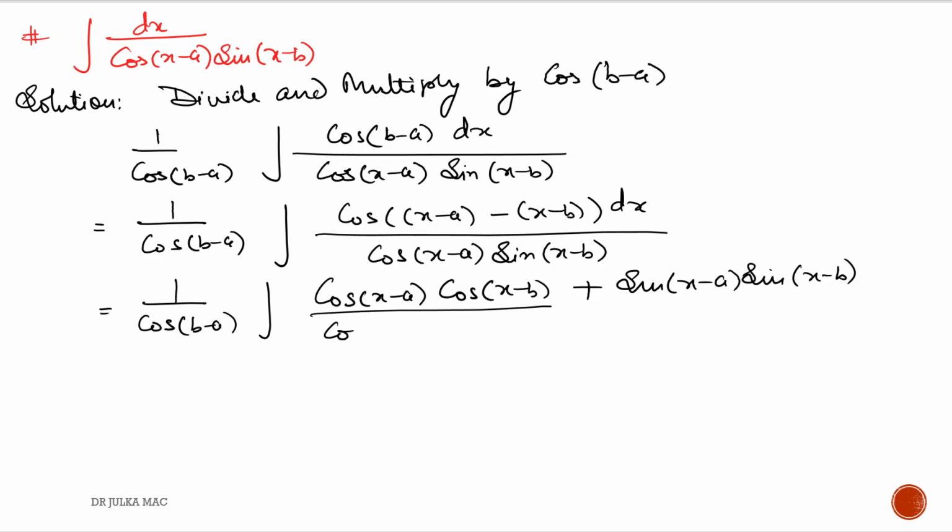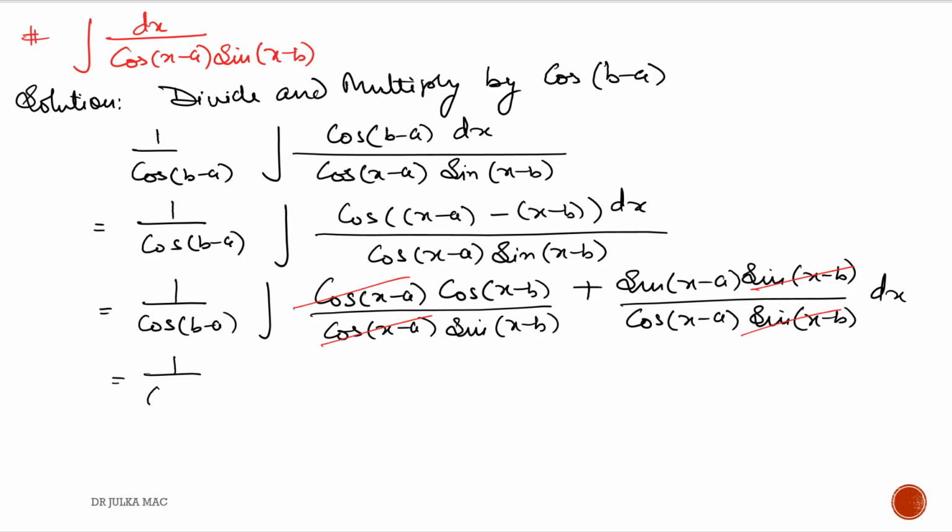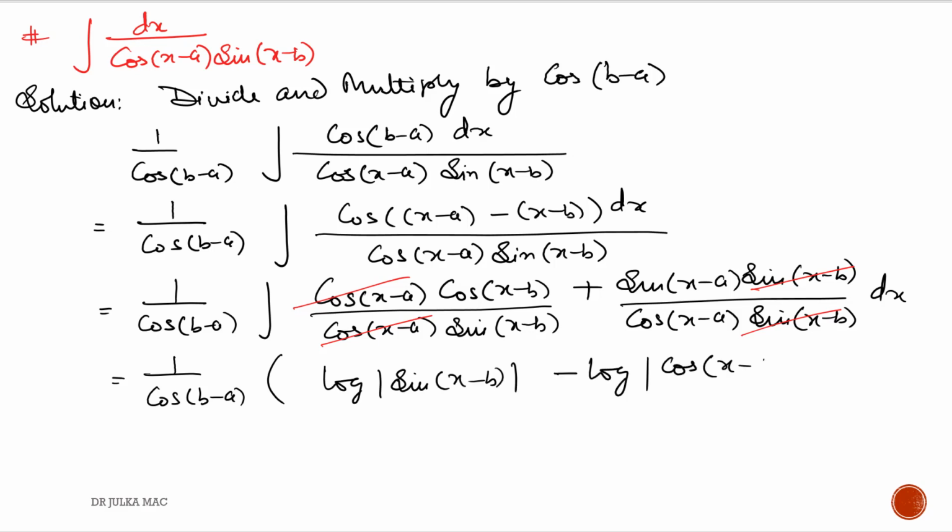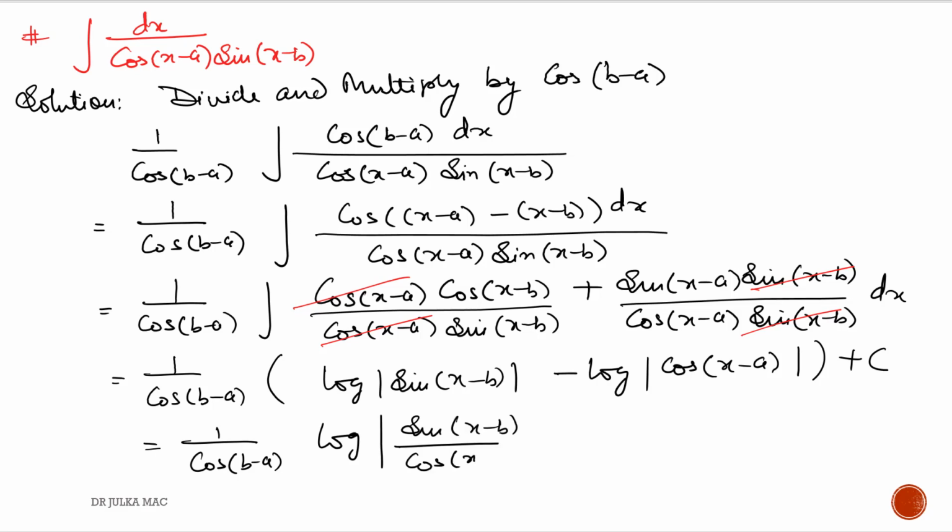Now take cos(x minus a) and sin(x minus b) in the denominator of both. Cos(x minus a) is cancelled by cos(x minus a) and sin(x minus b) is cancelled by sin(x minus b). Now when we go for the integration, it is 1 upon cos(b minus a) log in mod sin(x minus b) minus log in mod cos(x minus a) plus c. Log m minus log n is log m upon n, so the answer is 1 upon cos(b minus a) log in mod sin(x minus b) divided by cos(x minus a) plus c.